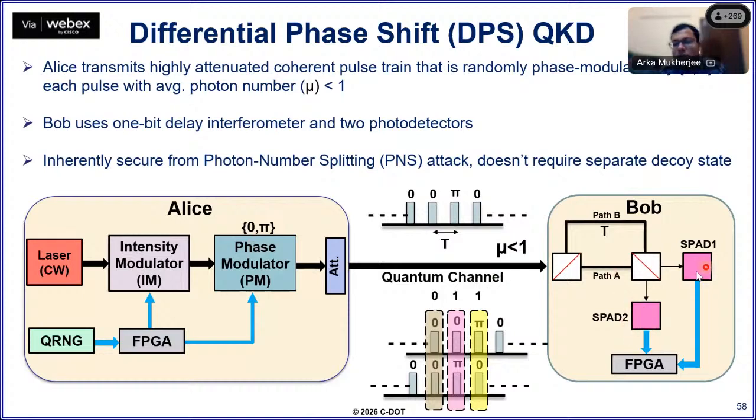So that's how, if this detector clicks, it means 0 was sent, and if this detector clicks, it means 1 was sent. That's how we can generate the key based on the data sent by Alice. So that's how these two detectors contribute to the generation of keys.